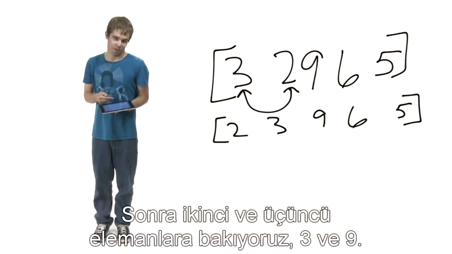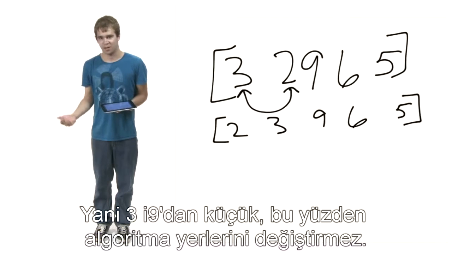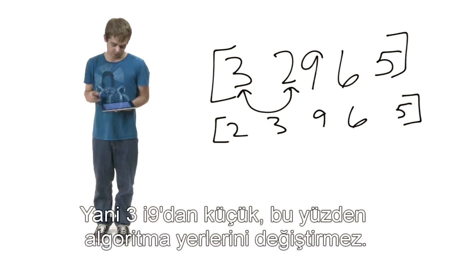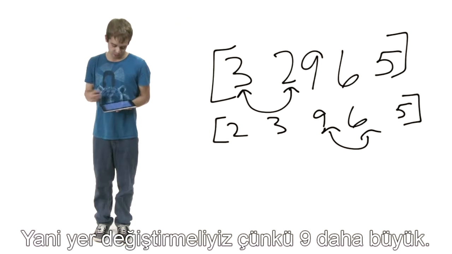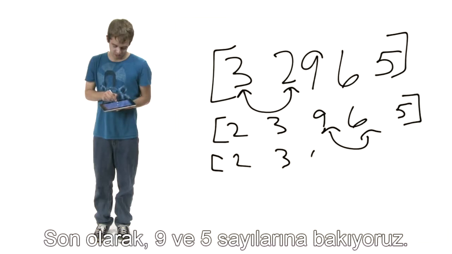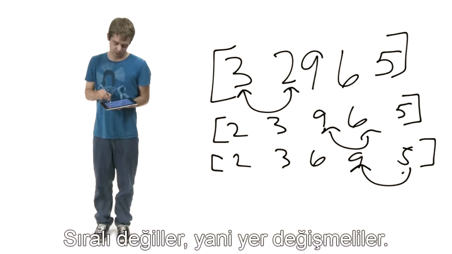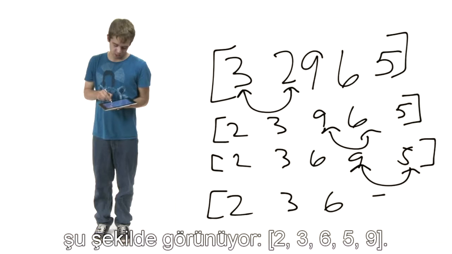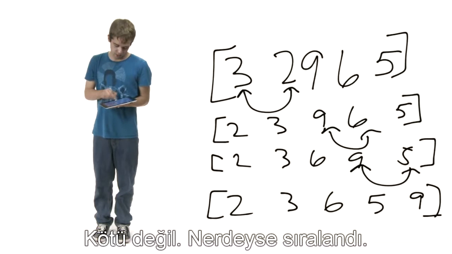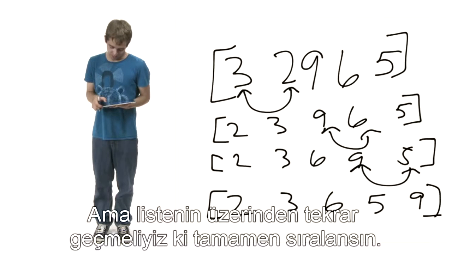Next we look at the second and third elements, 3 and 9. They're in the correct order relative to each other. That is, 3 is less than 9, so the algorithm doesn't swap them. Next we look at 9 and 6. They're out of order, so we need to swap them because 9 is greater than 6. Lastly, we look at the last two integers, 9 and 5. They're out of order, so they must be swapped. After the first complete pass through the list, it looks like this, 2, 3, 6, 5, 9. Not bad. It's almost sorted, but we need to run through the list again to get it completely sorted.